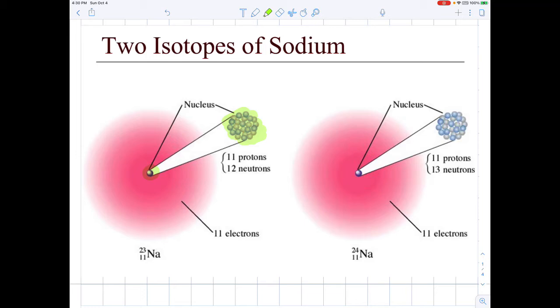In this atom on the left, you can see the symbol underneath is Na, sodium's element symbol, and then at the top left is the number 23. That number 23, you should probably write this down if you don't have it somewhere in your notes. That number 23 is the mass number. Underneath it, the number 11 is the atomic number.